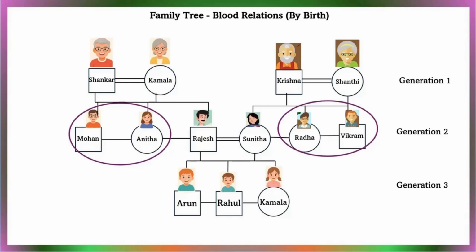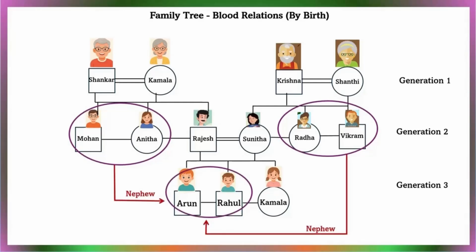For Mohan, Anita, Radha and Vikram, Arun and Rahul are nephews. Similarly, for all of them, Kamala is a niece. A brother's or sister's son is called a nephew and a brother's or sister's daughter is called a niece. So, Arun and Rahul become nephews to all these uncles and aunts, while Kamala becomes their niece.